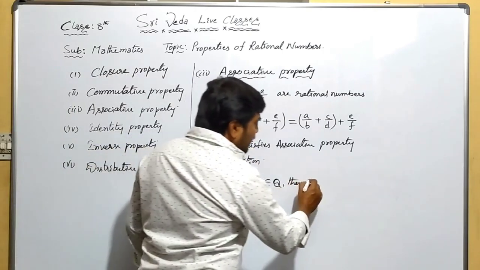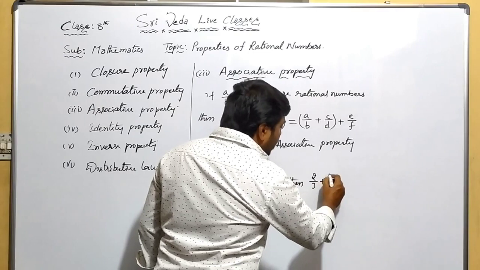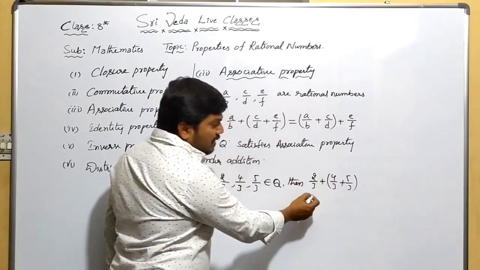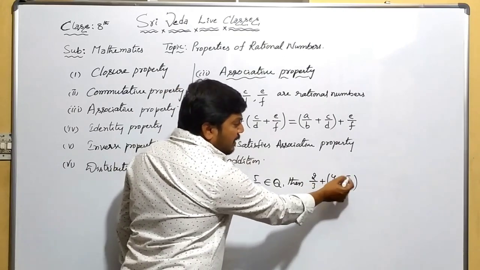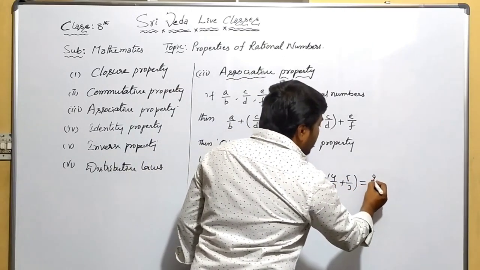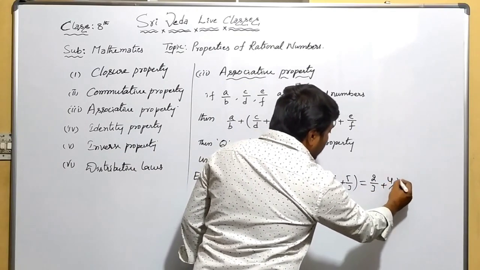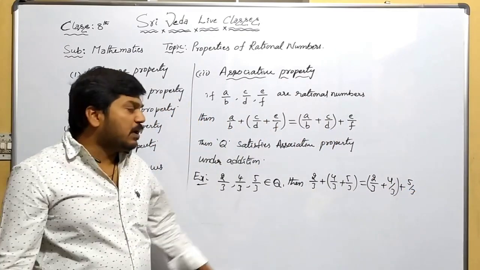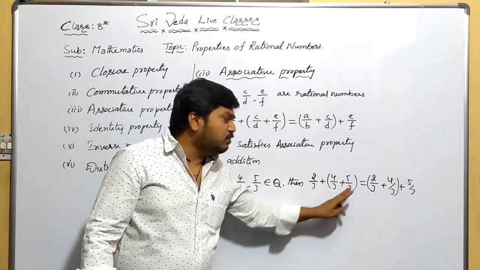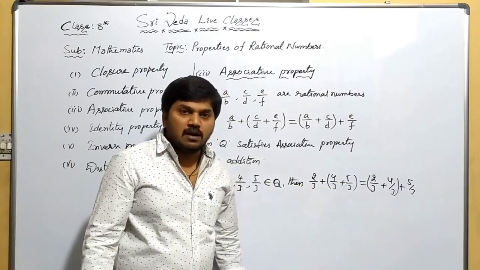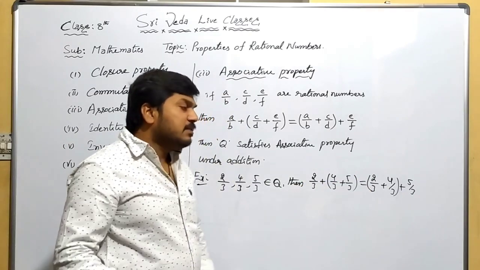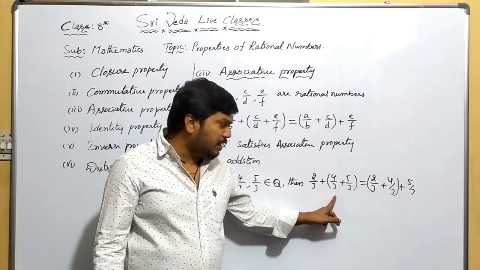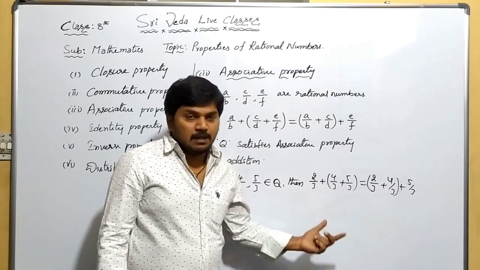So now you can write it as 2 by 3 plus of 4 by 3 plus 5 by 3, equal to 2 by 3 plus 4 by 3 of plus 5 by 3. You just observe this, whether it satisfies or not. We need to simplify. First of all, there is a rule: first we need to remove the bracket. Remove the bracket means we need to simplify within the bracket, right?